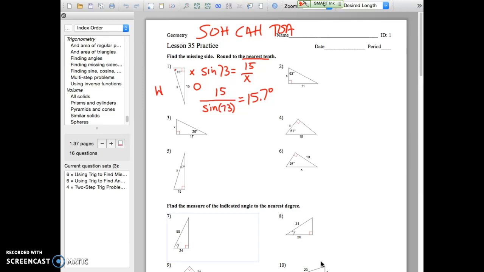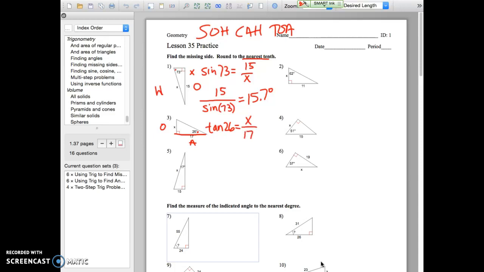Let's do another one like that, the one right below it. All right, once again, this is my angle of interest. This side here is adjacent, and this side here is opposite. I don't know the hypotenuse, so this is going to be tangent of 26 equals opposite, which is x, over adjacent, which is 17.